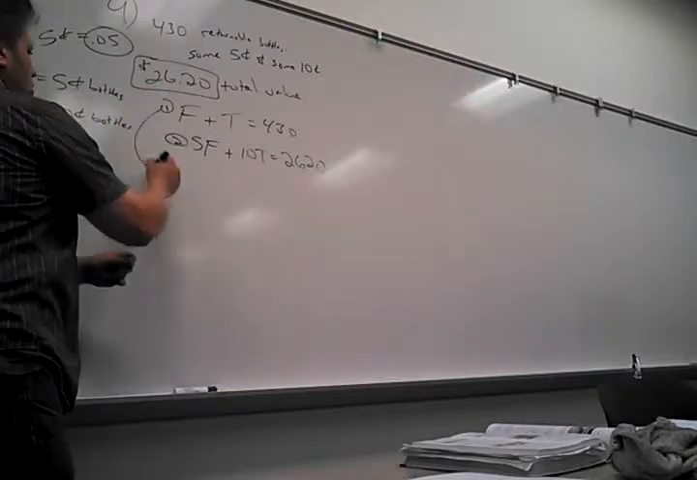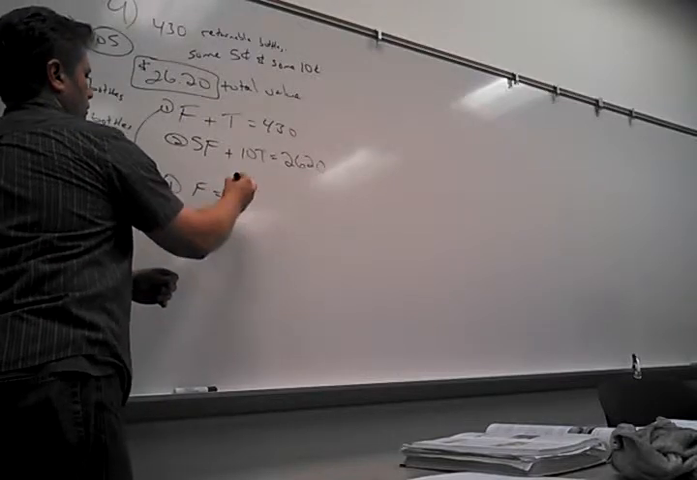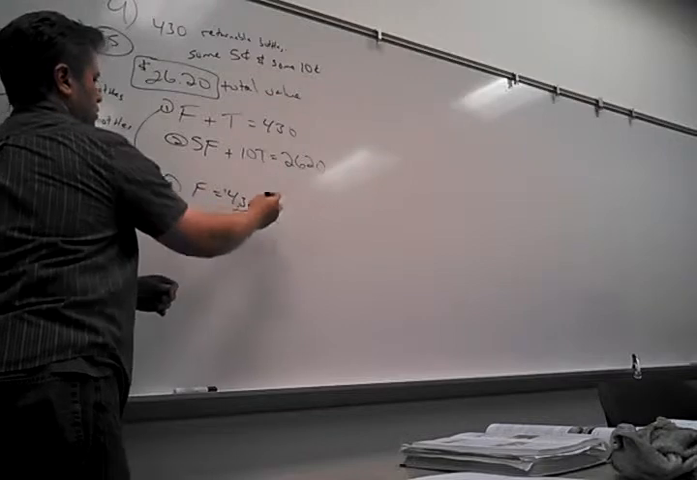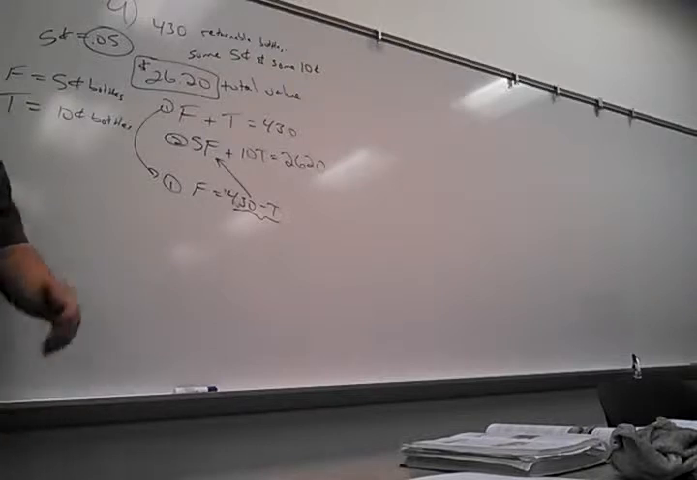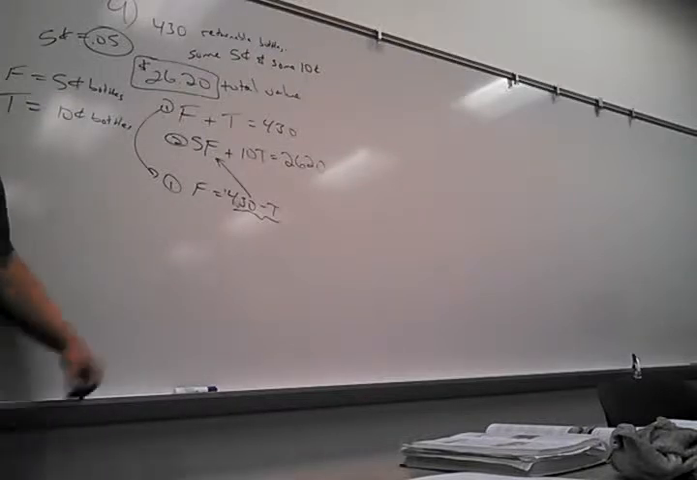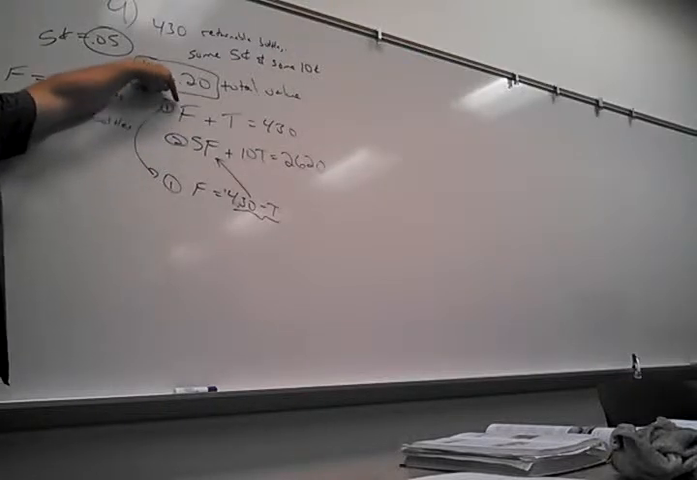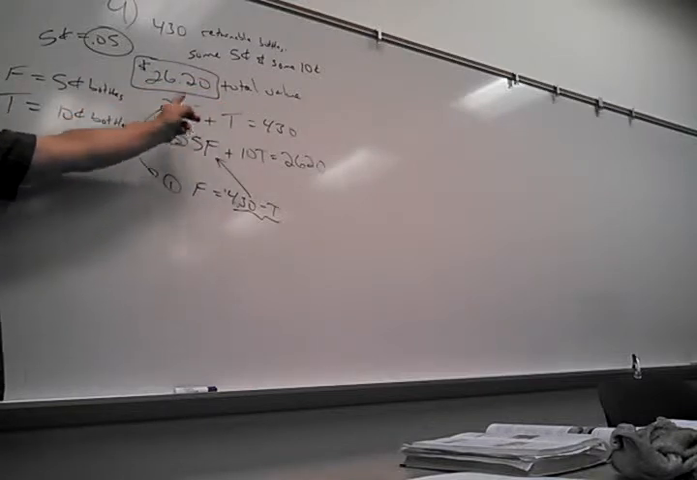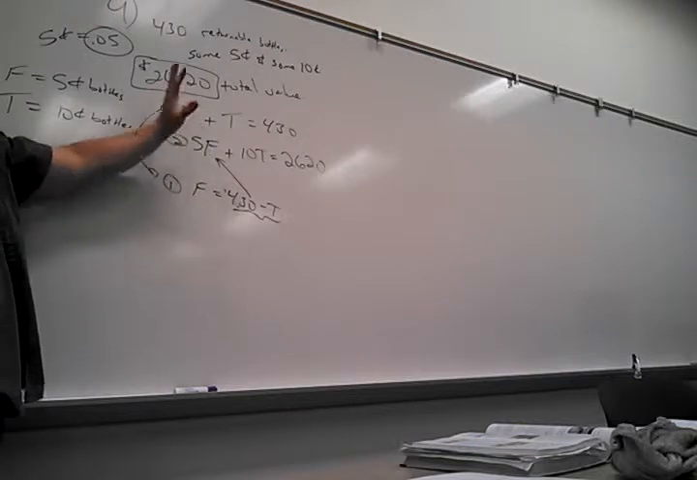If you want to do substitution, what could you do here? Subtract T, so you get F equals 430 minus T, and then this you just plug in for F. That's the substitution method, if you like that method. Or I could take number 1 and multiply by -5 all the way through, and then that would cancel with the F's if I add those together. You understand at least one of those ways? You have to understand both eventually, because I'm going to ask you to do both.